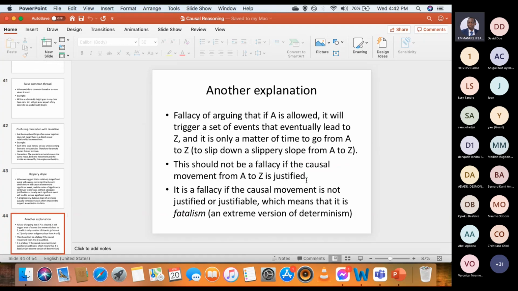Okay, let's look at another explanation of slippery slope. It is the fallacy of saying that if A is allowed, it will trigger a set of events that eventually lead to Z, and it's only a matter of time to go from A to Z. So this should not be a fallacy if the causal movement from A to Z is justified. But it is a fallacy if the causal movement is not justified or is not even justifiable.